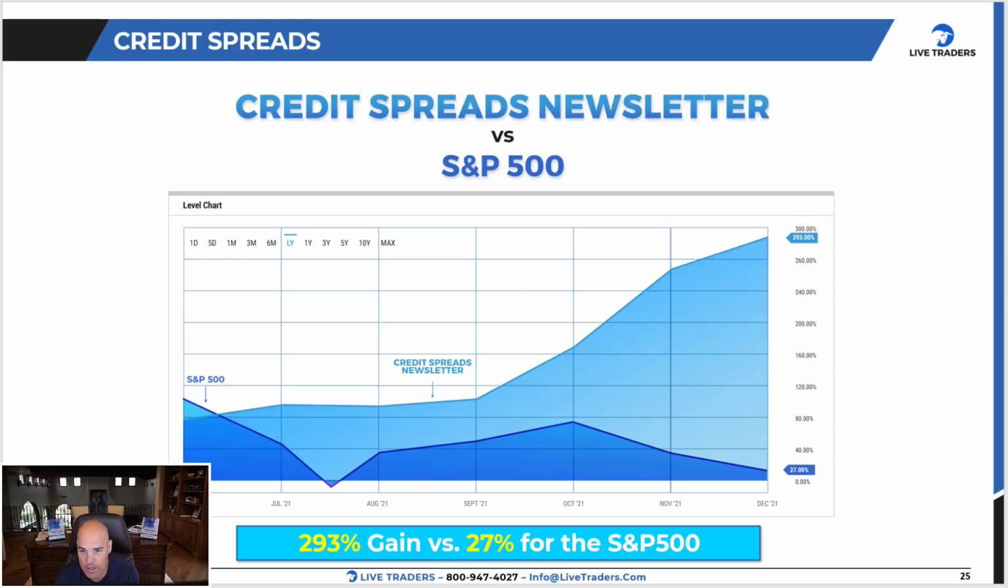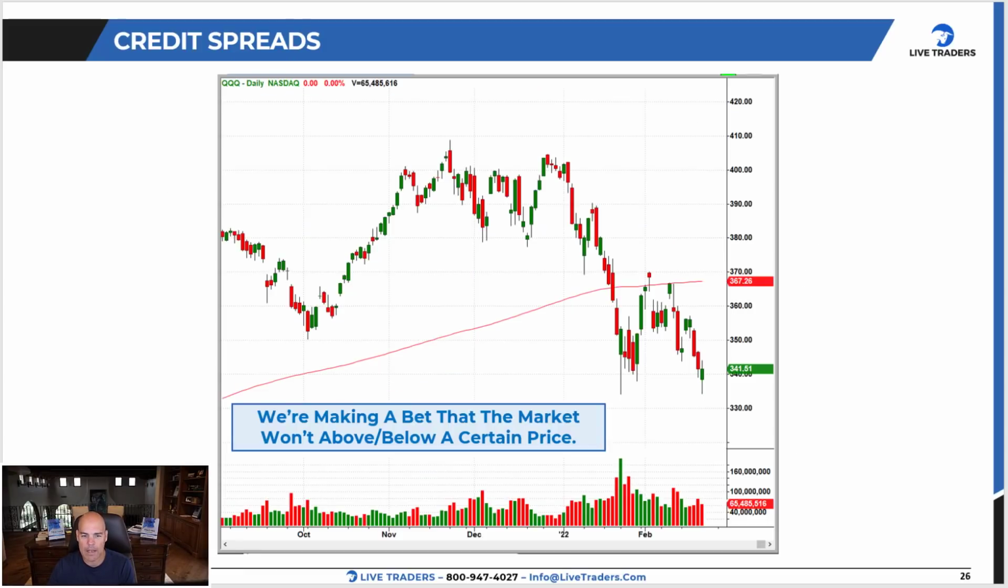Last year, the credit spread newsletter made 293%. The S&P made 27 to 30%. And this is one that I subscribe to myself. I take these trades, okay? So what are we trying to do in credit spreads? For those who've never heard about credit spreads, we're basically betting on a market to stay above or below a certain area. That's it. That's the basic premise of a credit spread.